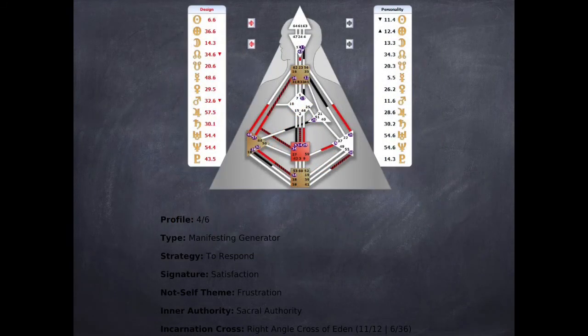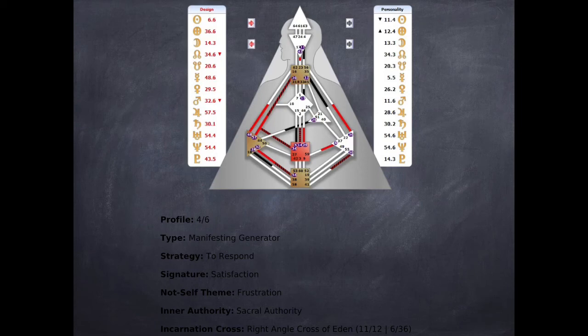So for our last chart, we have a manifesting generator. So this is a different chart than the projector. And a manifesting generator is a generator type. And a manifesting generator is all about responding to opportunities or things that show up in their outer reality. And I have a whole video on manifesting generators if you're interested in finding out more about that.